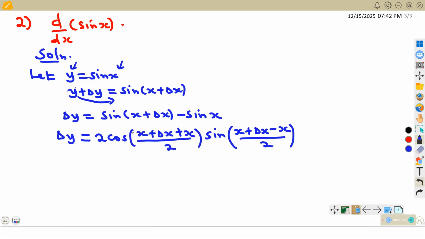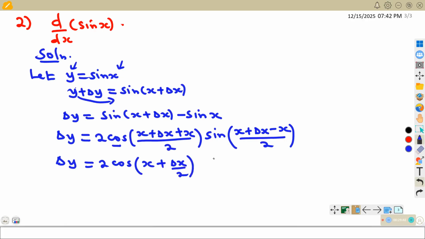I hope everyone is able to recall this from the factor formula. If you have sine minus sine, it is cos that becomes big and sine becomes small. Okay, so from here, the next step is to try to simplify this. So this is 2 cos. This is x plus x; x plus x divided by 2 will give us x, then plus delta x divided by 2.